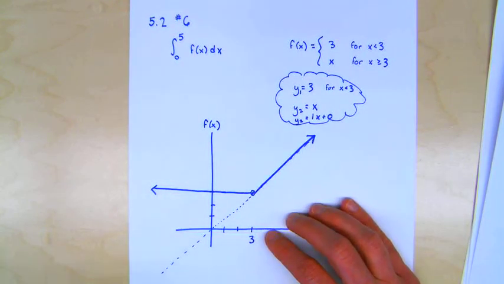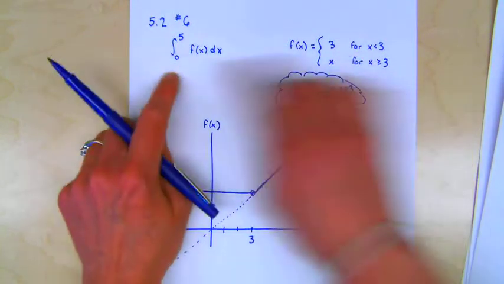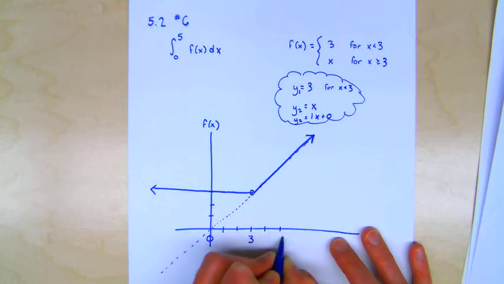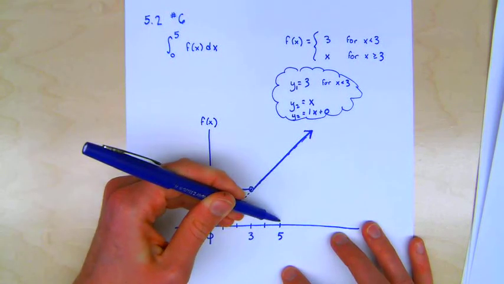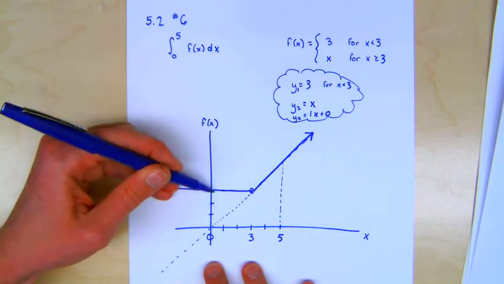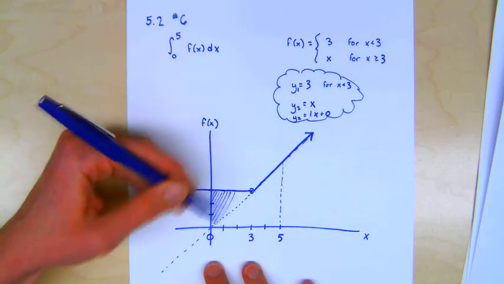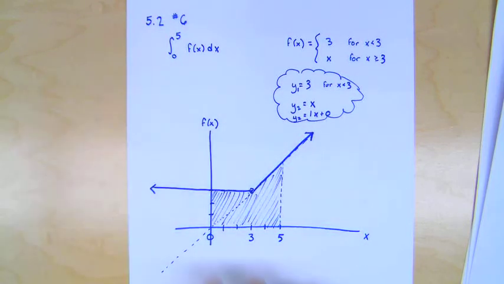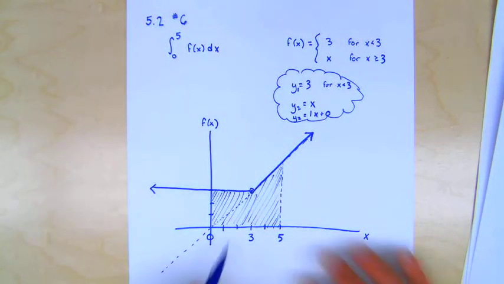So what was our original problem? We drew this graph of this piecewise function. Now we're asked to integrate from 0 to 5. And graphically, in this case, that's going to be the area under the curve. Maybe I'll shade this, do a nice shading job. And there are a number of ways that we can find the area under this curve.